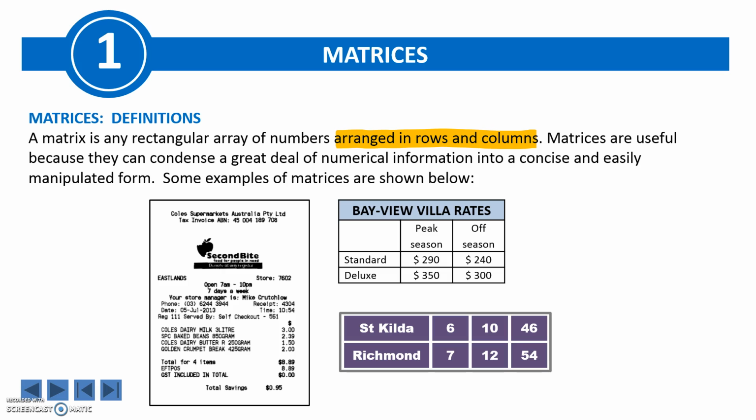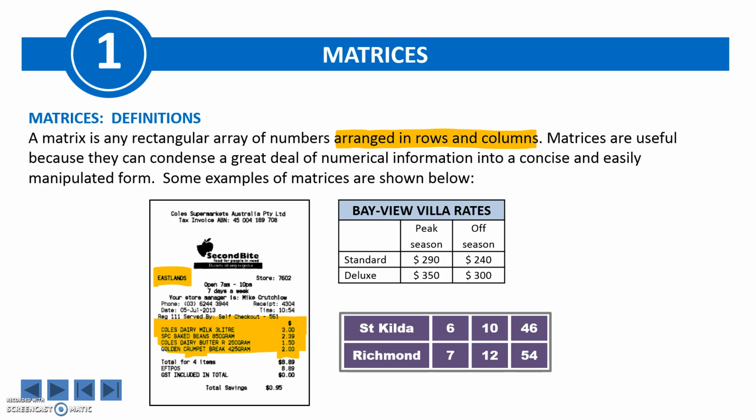For example, when you have a look at a receipt, for example here at Eastlands, you might have a look at your rows in your receipt where you've got milk for $3, your baked beans for $2.39, your butter for $1.50, and your crumpets for $2. So they're actually in rows. So we have our information here, and this bit here forms our matrix. And we've got 1, 2, 3, 4 rows and 1 column of information.